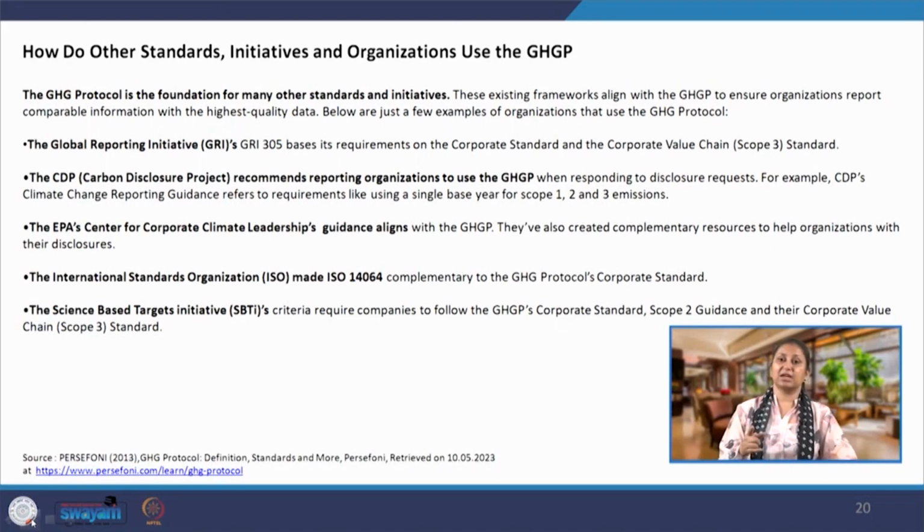So, it is largely covering scope 1, 2 and 3, all the scopes for corporates. So, GRI is looking only at corporates. So, there are so many of these standards and initiatives across the world. These are accounting methods which are basing their work, their accounting strategies, on the GHG Protocol.